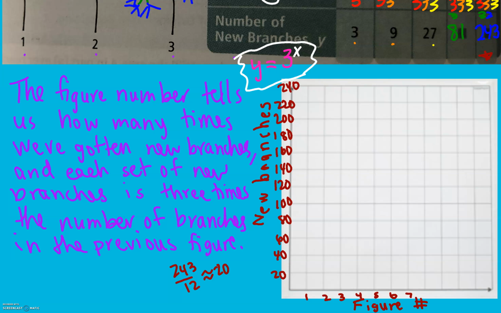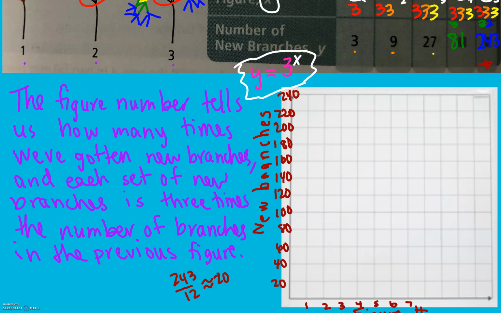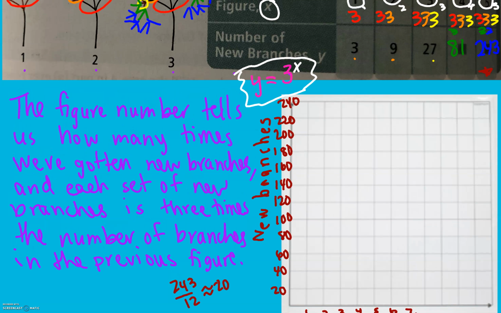Now, for figure 1, I had an output of 3. For figure 2, 9. Figure 3, 27. Figure 4, 81, and 5, 243.